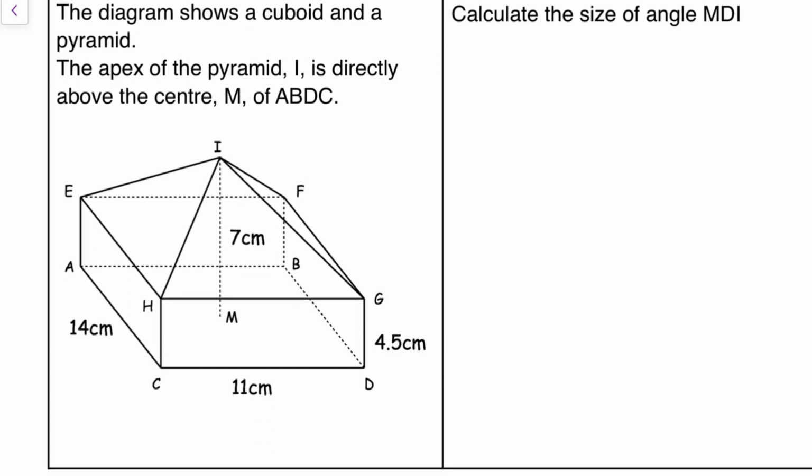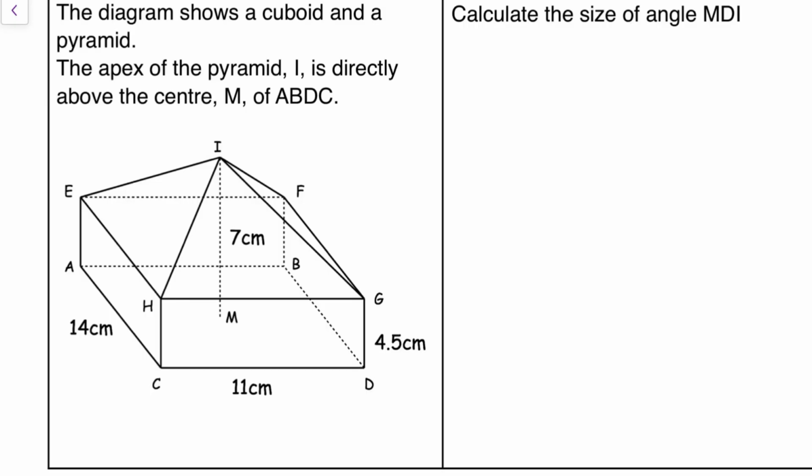Okay, next question, and I'm pausing because this looks like a terrible 3D trigonometry one. Right, let's take this carefully. So the diagram shows a cuboid and a pyramid. The apex of the pyramid is directly above, which in other words means it's just right, so you can assume it's in the middle.